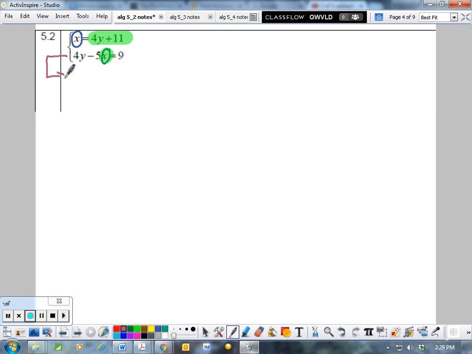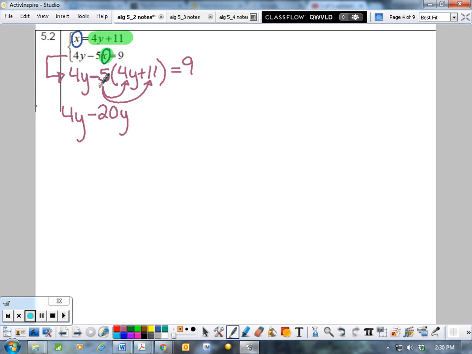This equation is going to be rewritten 4y minus 5, and in that highlighted portion we're going to put 4y plus 11. Now I'm done with the highlighted portion and I finish writing my equation, equals 9. Now to solve, I get rid of the parentheses by multiplying. So I'm going to multiply by negative 5 here because that's a minus 5. So this is 4y. Negative 5 times positive 4 is negative 20y. Negative 5 times 11 is negative 55. And that is equal to 9.